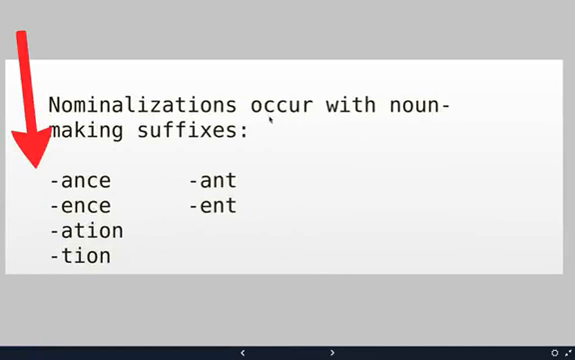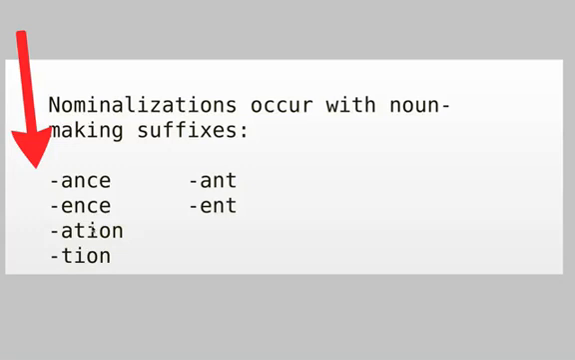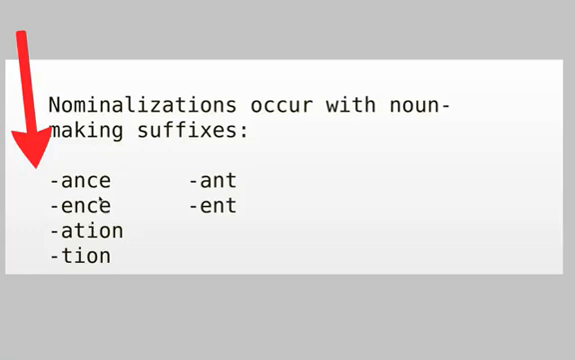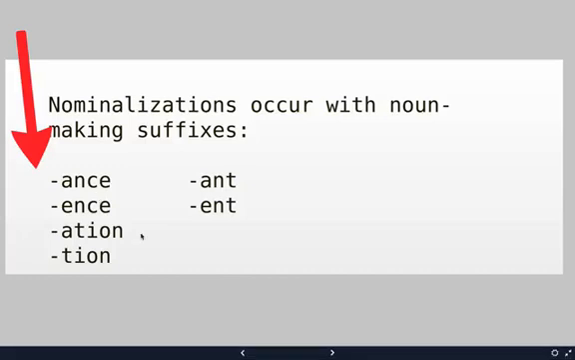Nominalizations generally occur with noun-making suffixes. This is how you make a verb into a noun. So instead of just saying we continued, you say there was a continuance of. Instead of saying we sterilized the instruments, you say we engaged in the sterilization of the instruments. See how nominalization makes things sound stuffy and pretentious and just uses more unnecessary words? That's why we want to avoid them.